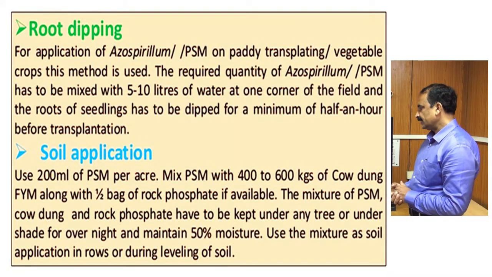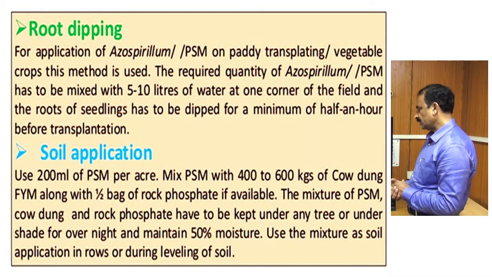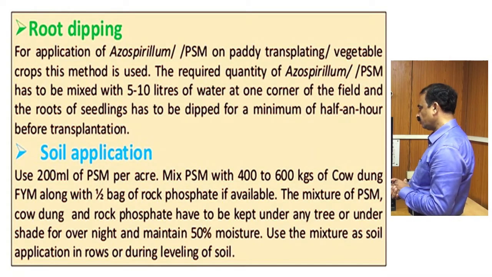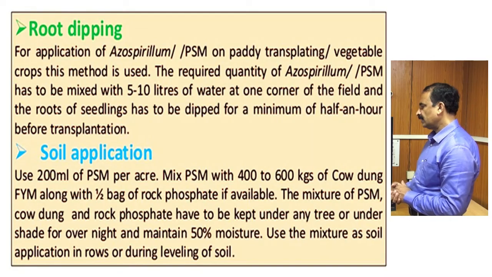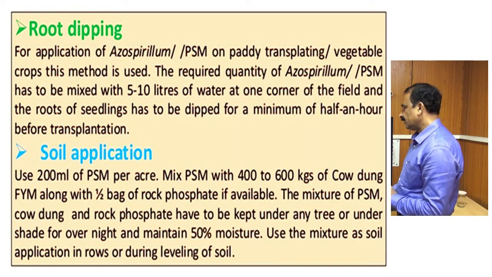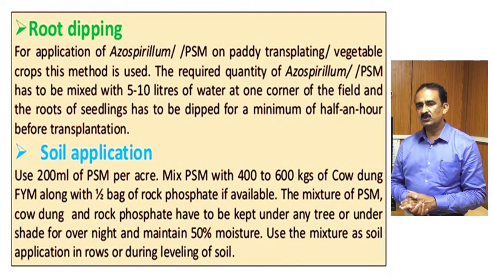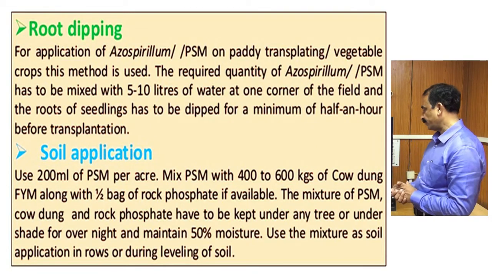For soil application, mix 200 ml of microbial inoculants with 400 to 600 kg of cow dung or FYM, along with half a bag of rock phosphate if available, because it is a very good and very cheap source of phosphorus. As you know, phosphorus is a major plant nutrient.